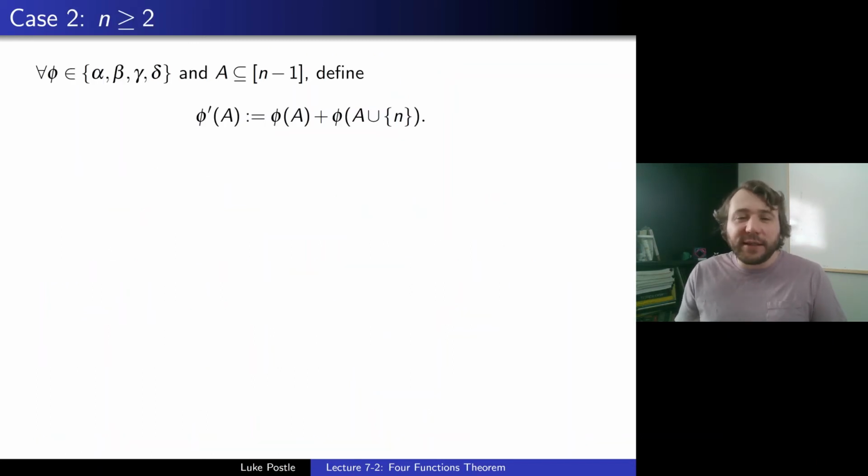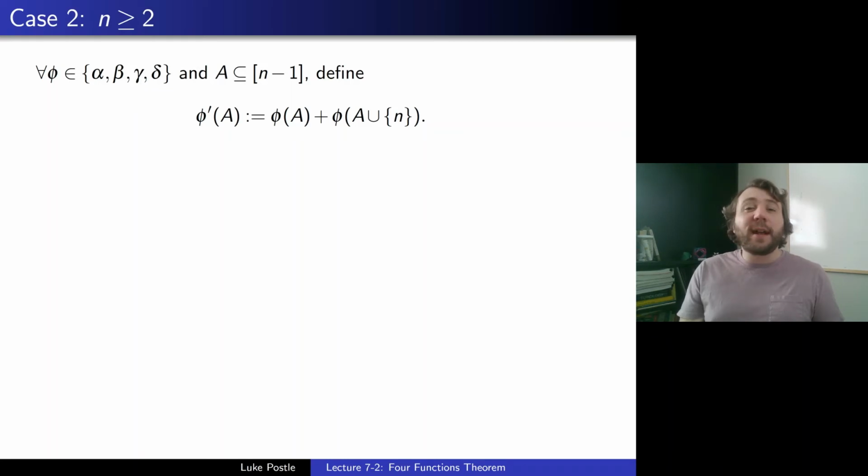And now we turn to the case when n is at least 2. So here, for every function and a subset of n minus 1, we'll define a new function phi prime. So phi prime will be phi of a plus phi of a union n. So what are we doing? We somehow want to project the functions down a dimension. So what's the best way to do that?